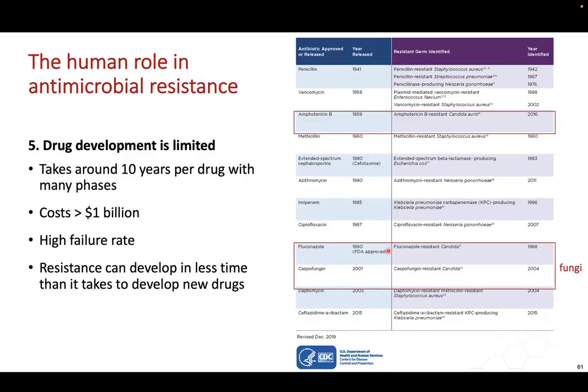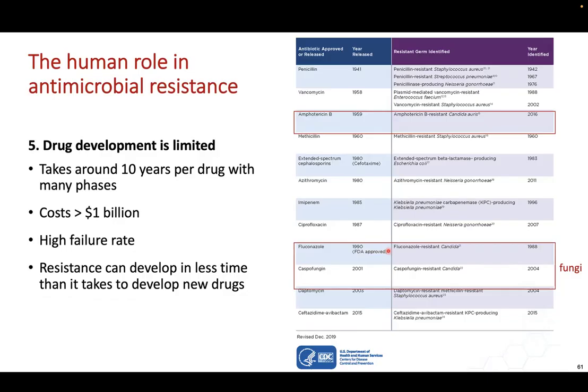The last problem is that drug development is limited. It takes about 10 years to produce one drug. And then it has to go through a lot of phases like phase one, phase two, phase three of clinical trials. And it costs over $1 billion to produce just one drug.